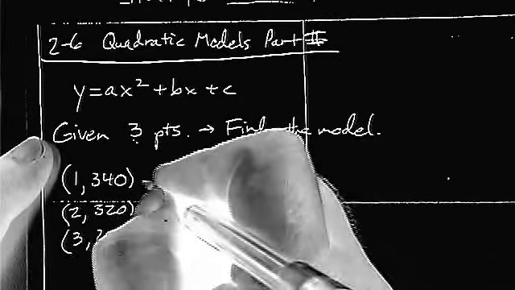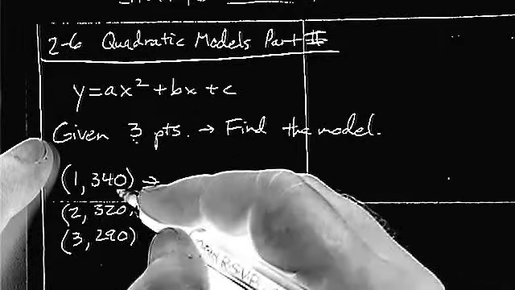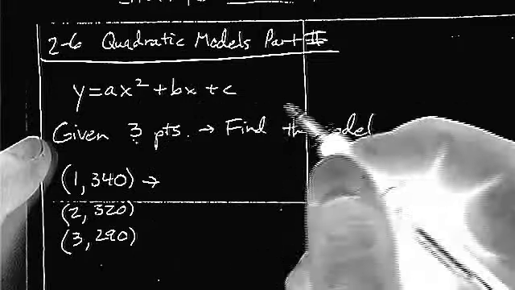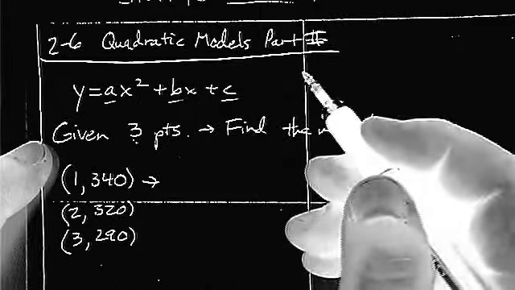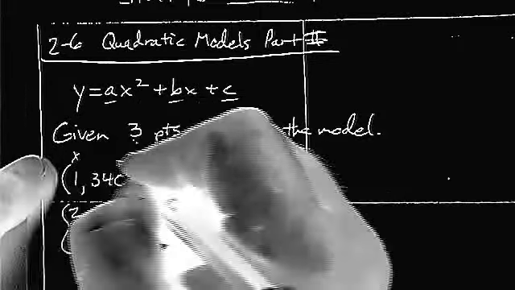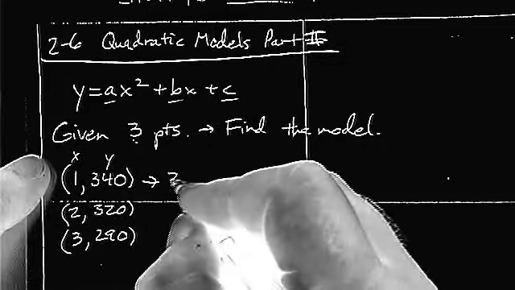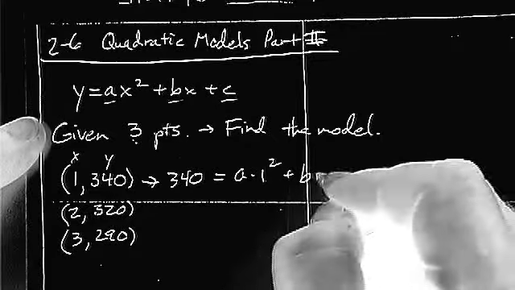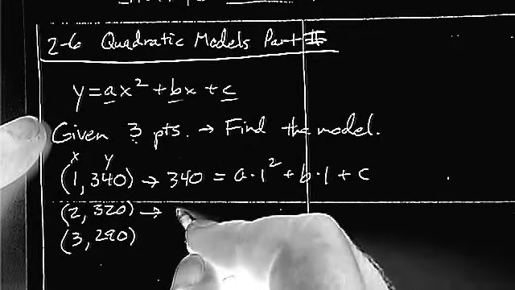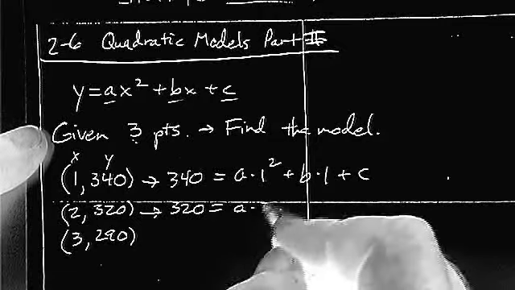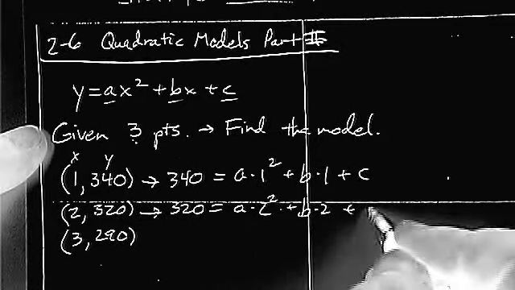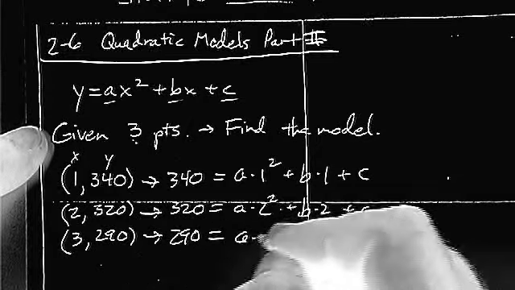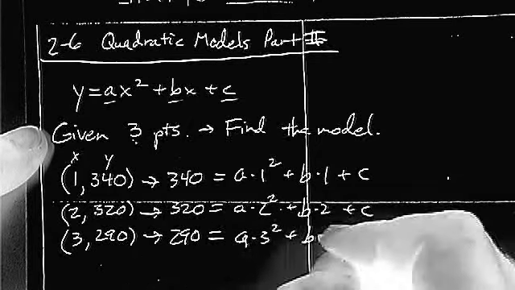So I need 3 equations. It doesn't matter which one you start with, so we'll take this coordinate right here. I've been given 3 points, and I'm looking for a quadratic model that goes through these 3 points. So I'm really trying to figure out A, B, and C. These are x values and y values. So 340 is the y value. I've got 340 equals A times 1 squared plus B times 1 plus C. Then in the next equation, 320 equals A times 2 squared plus B times 2 plus C. And then 290 equals A times 3 squared plus B times 3 plus C.